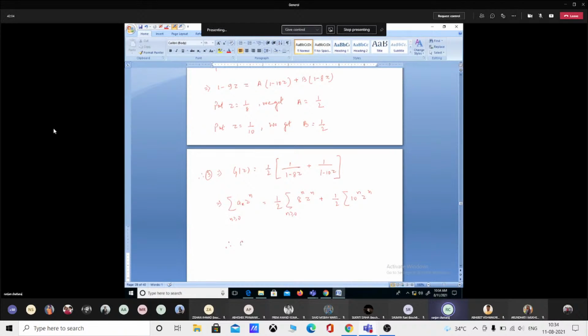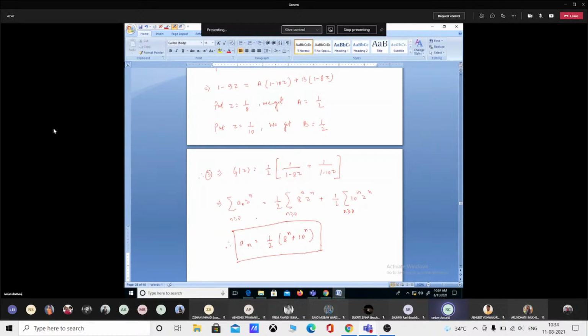Now, equating the coefficients of z to the power n on both sides, what will we get? This side is an, and this is half of both, and we have 8 to the power n plus 10 to the power n. So this is your required solution. Is it clear? Yes, sir.